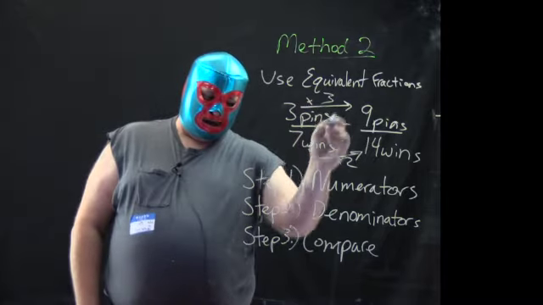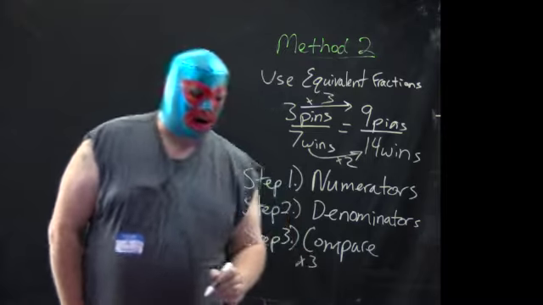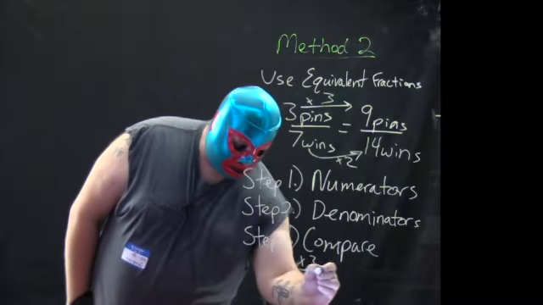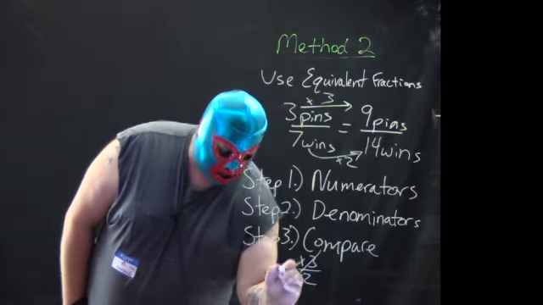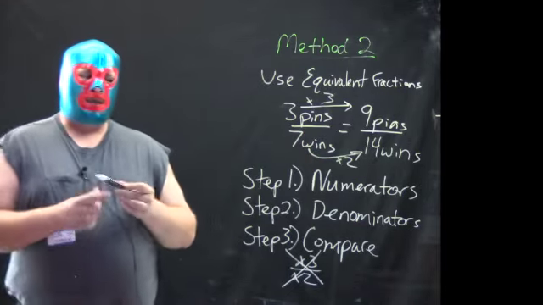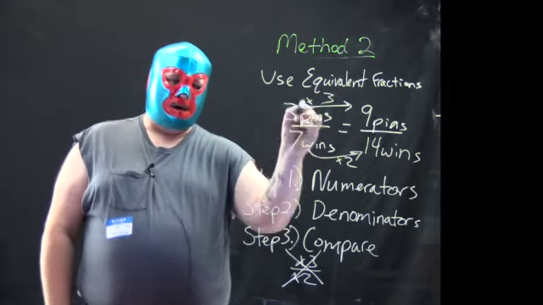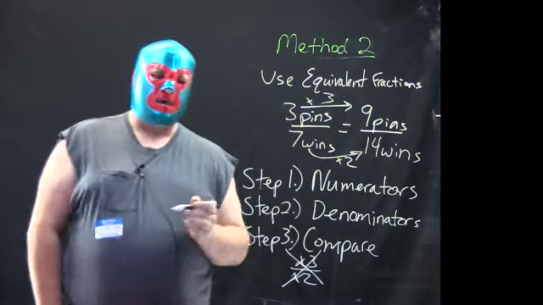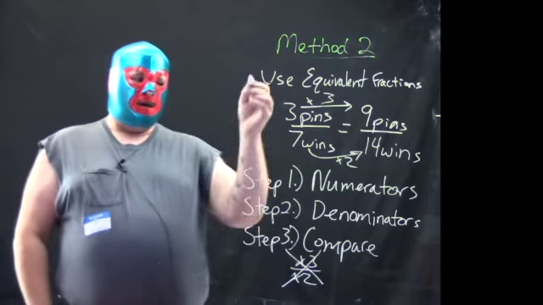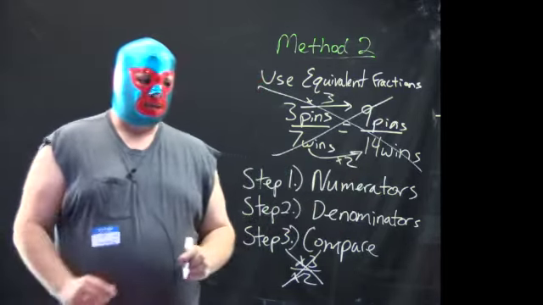So on top, we did times 3. On the bottom, for the denominator, we did times 2. Not equivalent. This is not an equivalent ratio. If it was an equivalent ratio, you would have the same method to get from one side to the other for the numerator and the denominator. You don't have that, so this is not equivalent.